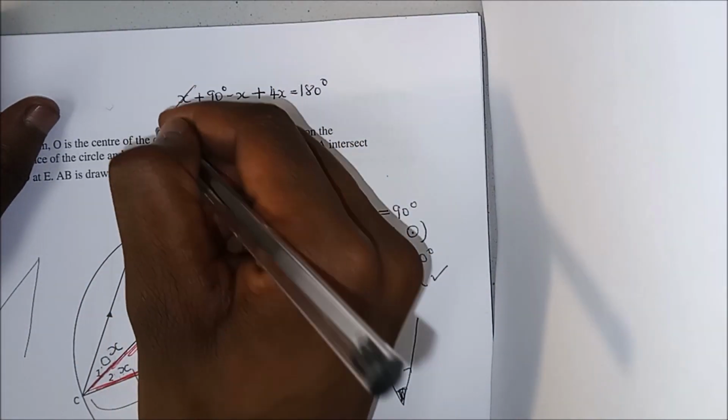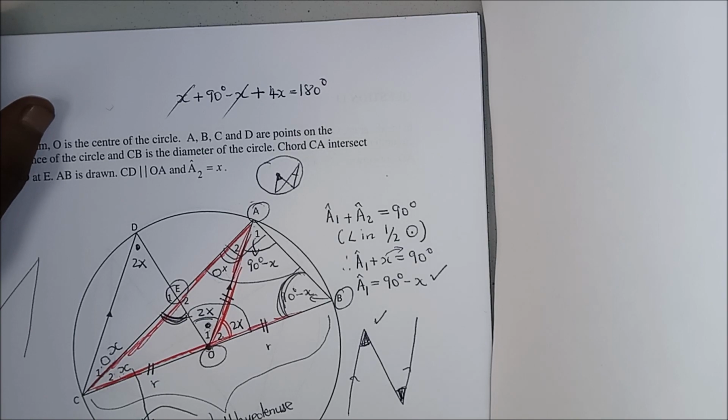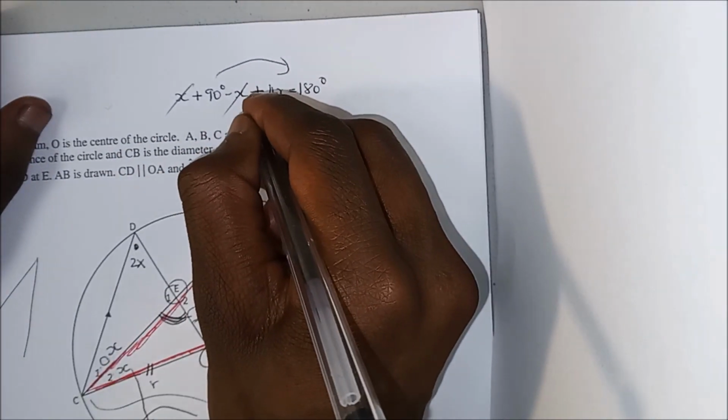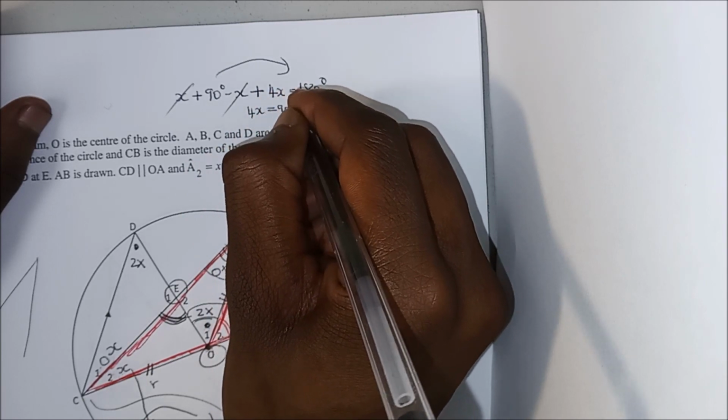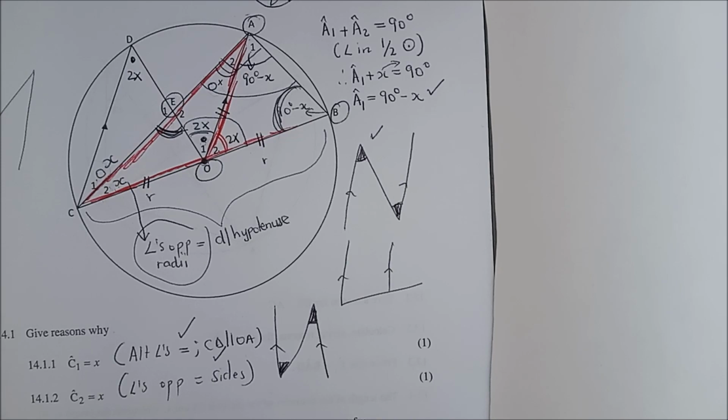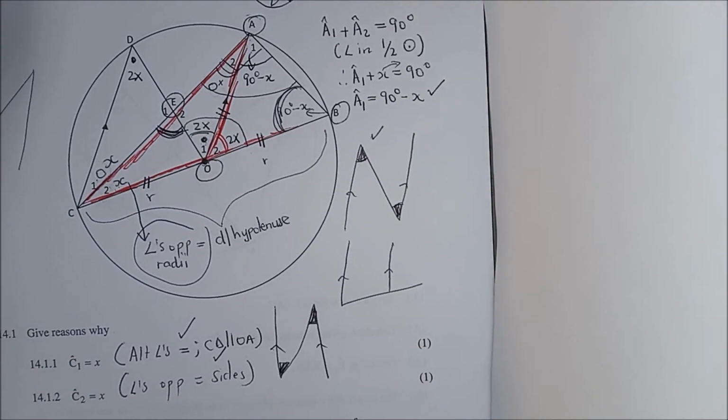Now if we check, x minus x, they are gone. Then if you take 90 to the other side, you still have 4x equal 90 degrees. So your x will be 22.5. So that was just the approach behind that question.